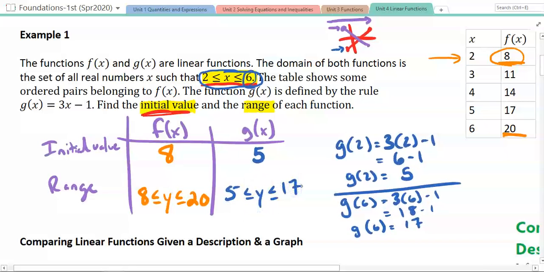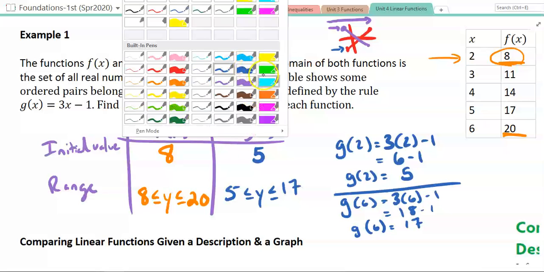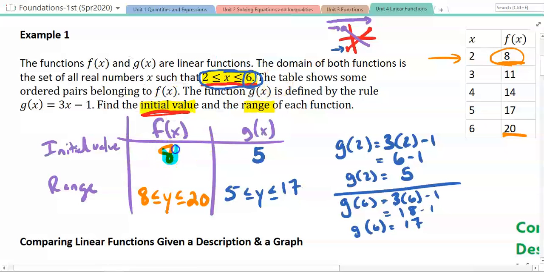And so that is just finding the initial values and the ranges of these functions. We haven't done anything even to really compare what's happening. But we could talk about it, right? We could say, which of the two functions has a greater initial value? Is it the f of x or the g of x? Well, the one that has the greater initial value would be the one that has the higher value. So that's the 8, right?